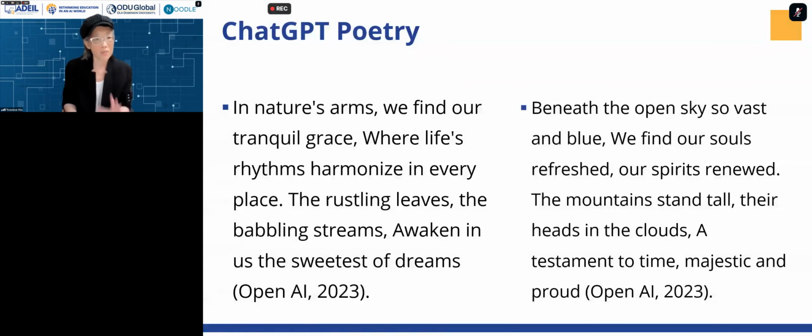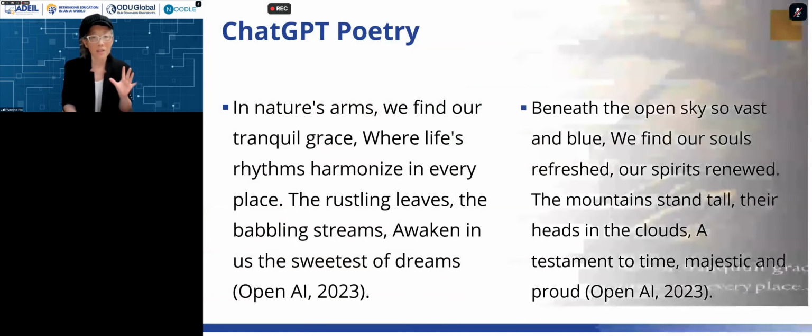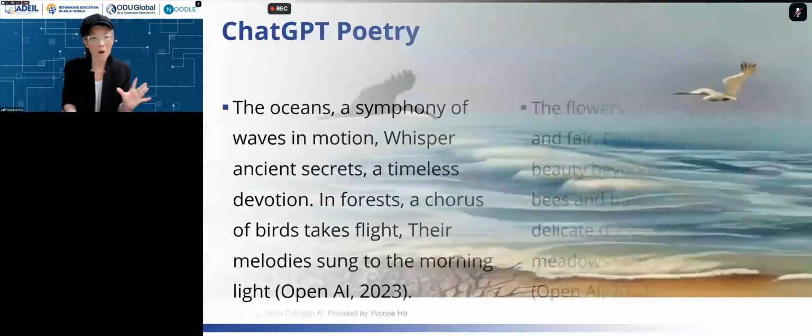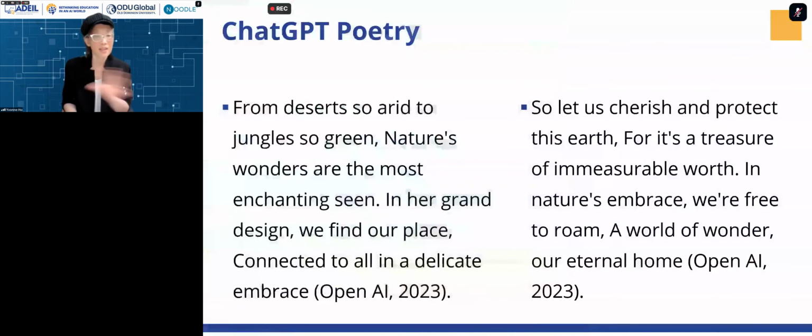In nature's arms, we find our tranquil grace, where life's rhythms harmonize in every place. The rustling leaves, the babbling streams awaken in us the sweetest of dreams. And so here, it wrote a whole poem. And I'll just read the last two.